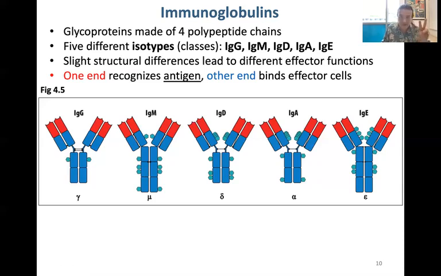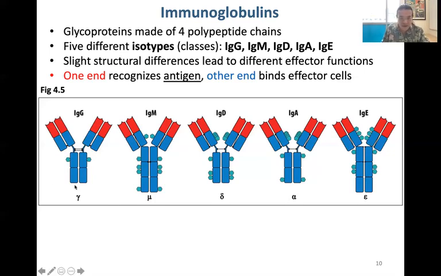Right? And they come together to form this Y-shaped molecule. There are 5 variations or isotypes or classes of immunoglobulins, and they are IgG, M, D, A, and E. Okay? We also tend to use Greek letters to signify them. So gamma, mu, delta, alpha, and epsilon. All right. That shouldn't be too confusing because these are just the Greek letters of G, M, D, A, and E.